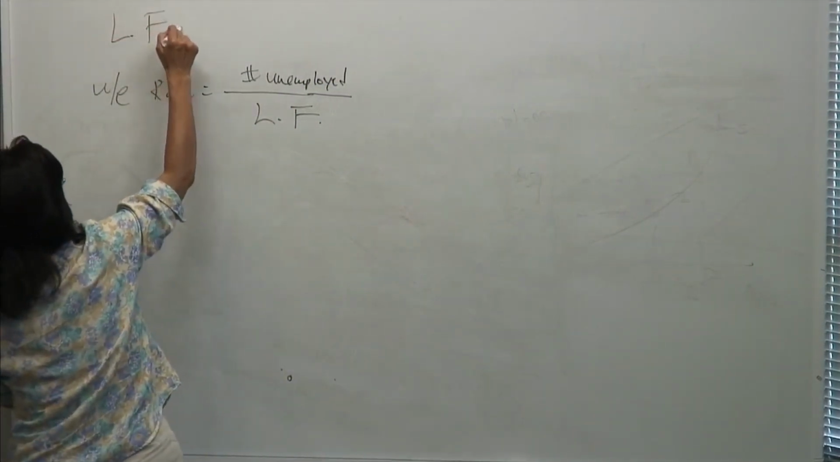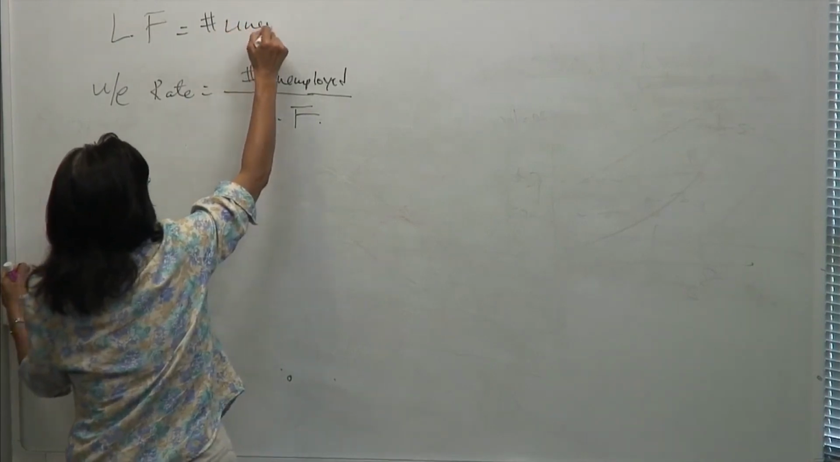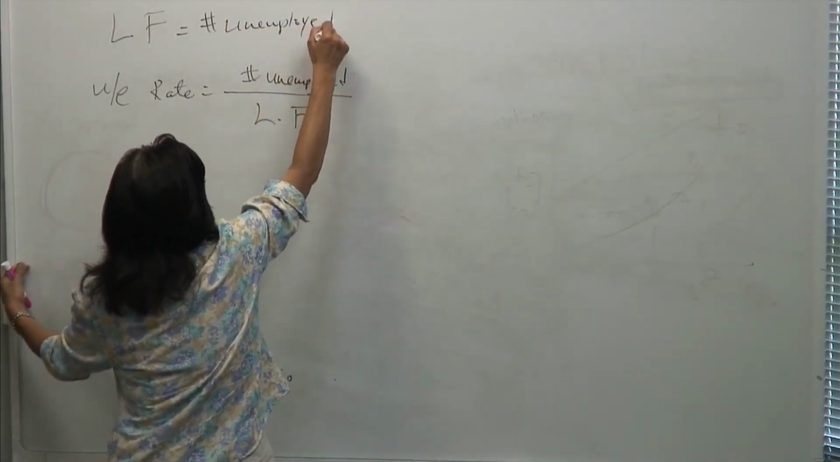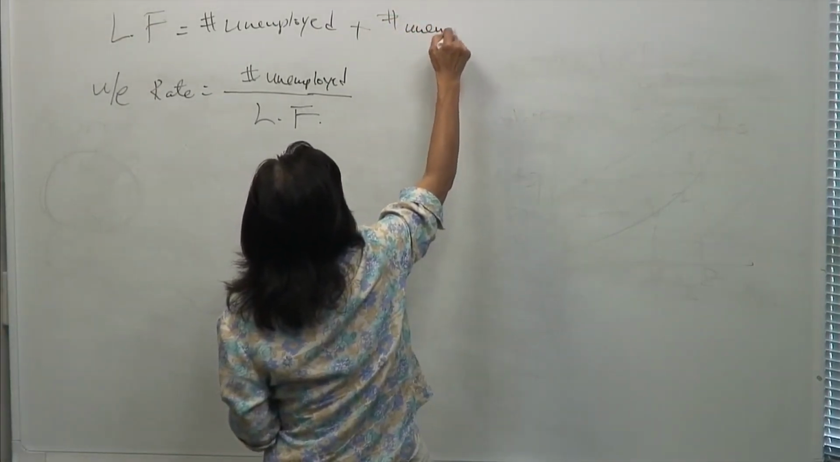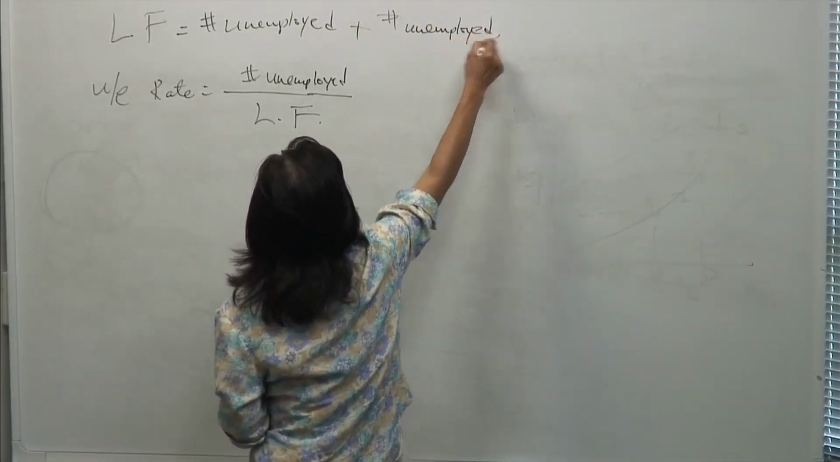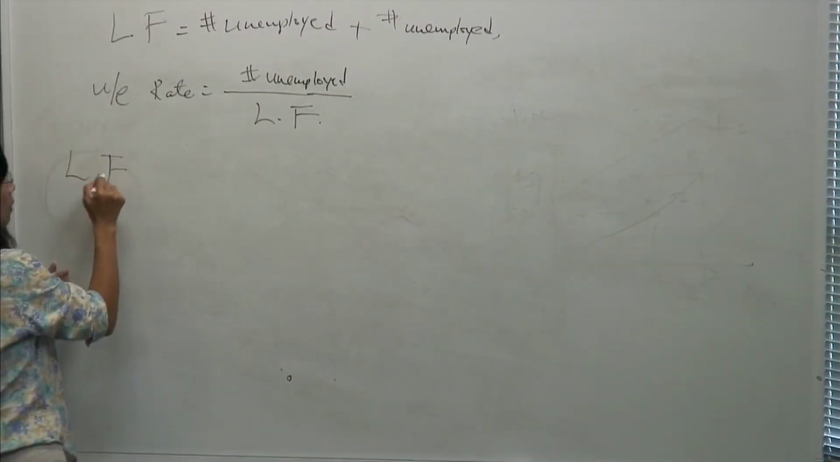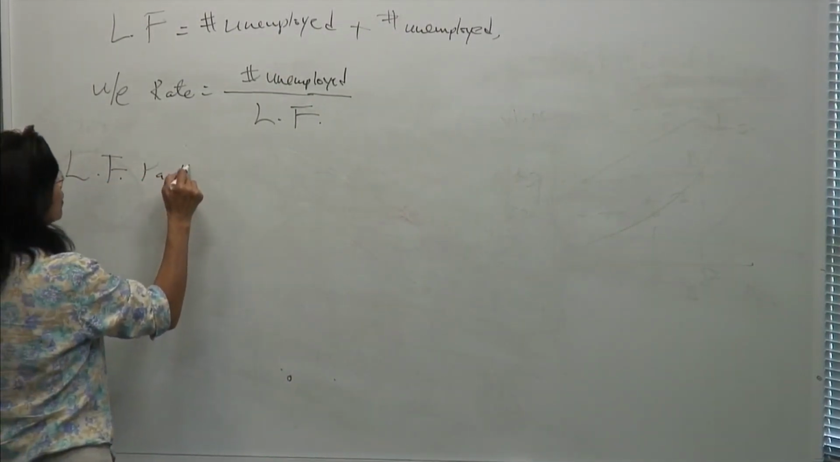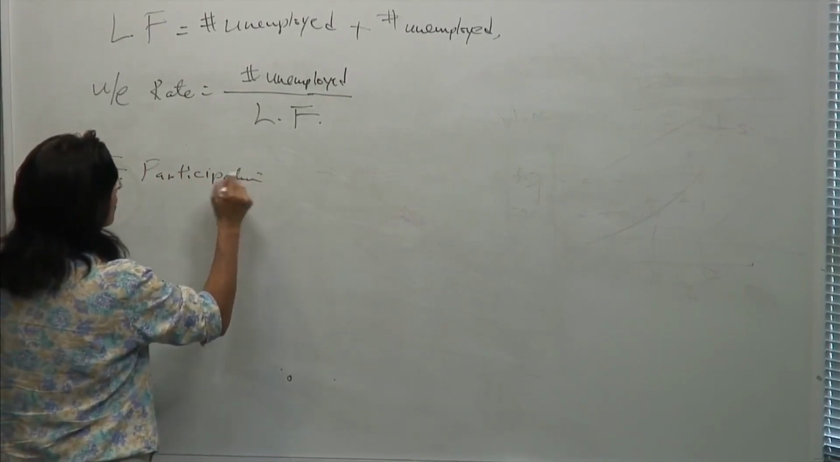Labor force consists of number of employed plus number of unemployed. Okay, and then the other one is called labor force participation rate.